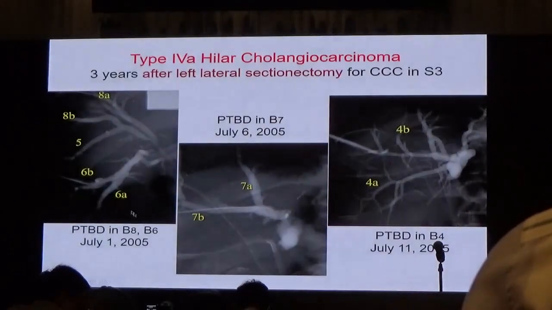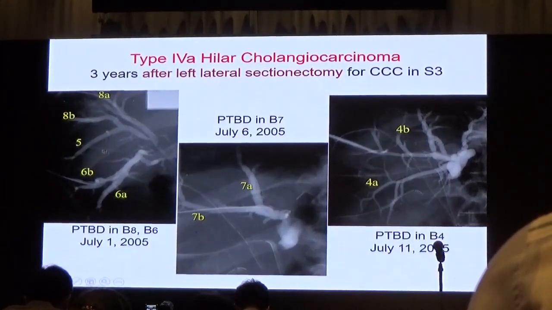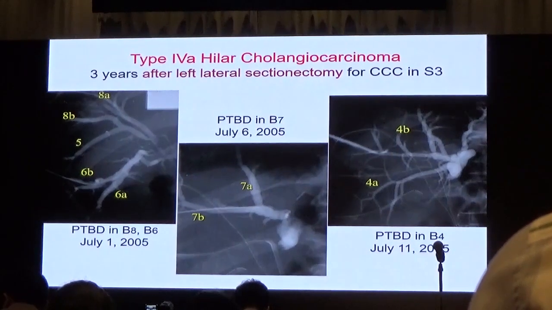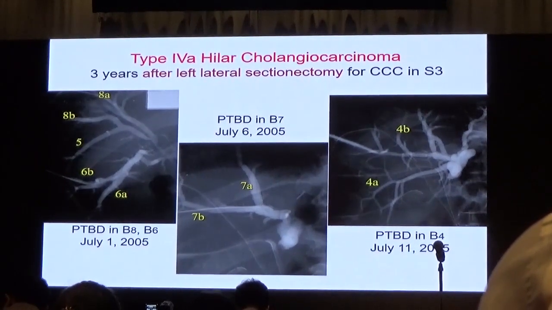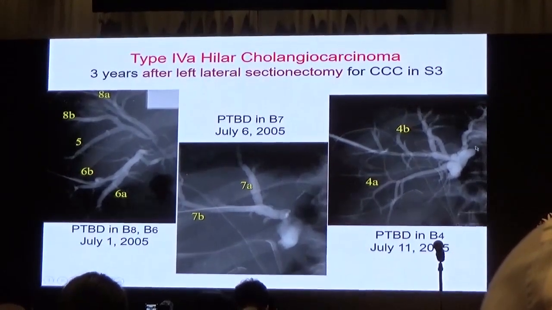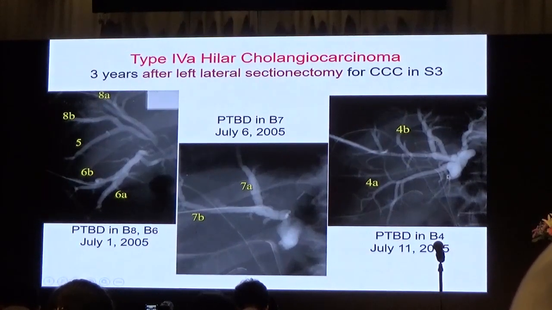I will show you. The right anterior and posterior ducts are separated here. And segment 7 is separated. So the major part of the tumor is on the right side. After left lateral sectionectomy, on the left side only segment 4 is remaining. This is the dissection line of the left lateral sectionectomy 3 years ago. And here you see the hepatic hilum here.